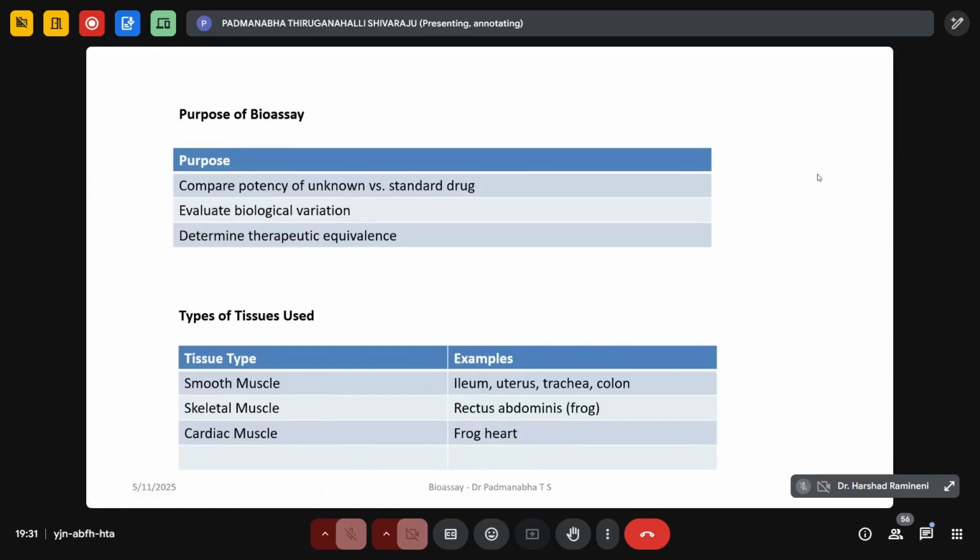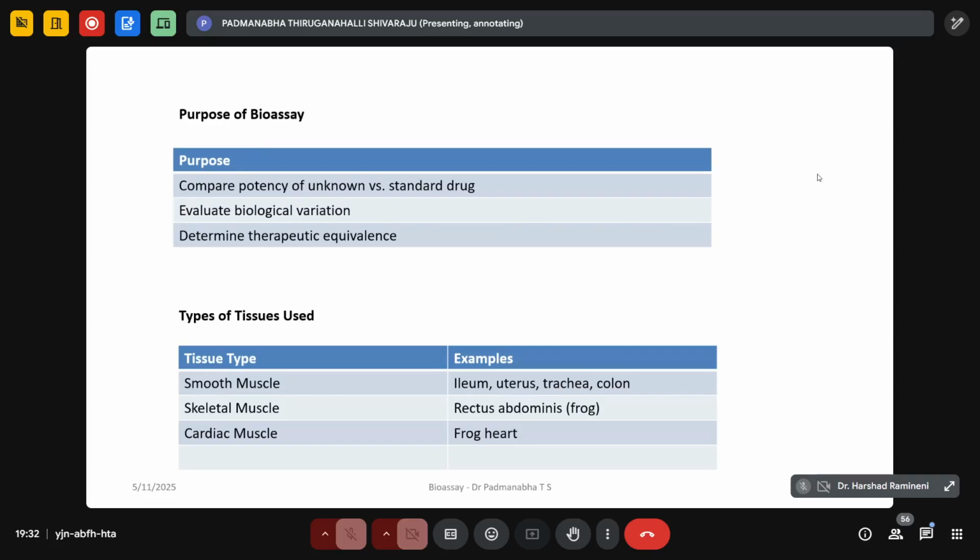Our purpose of the bioassay was to compare the potency of the unknown compound and the standard drug. Basically, it evaluates the biological variation or biological responses. Why do we need this? To determine therapeutic potency or therapeutic equivalence with respect to the standard drugs which are available. So we need to come out with newer drugs, and to do that we need to go for a preclinical bioassay before it goes to clinical trials.